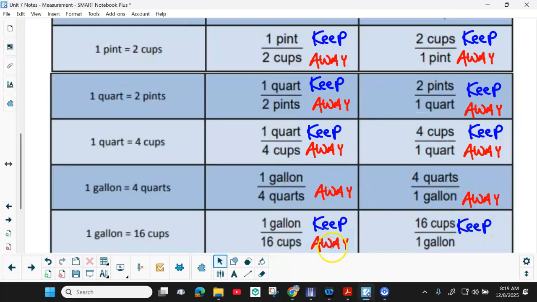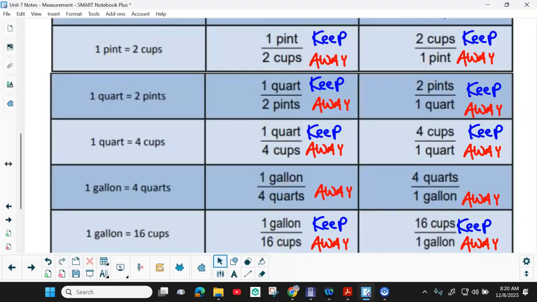Something to note, if you are familiar with cups, quarts, and gallons: 2 pints equals 1 quart, and 4 cups equals 1 quart as well. So we have 2 different measurements for quarts. And then we start off with 2 cups to 1 pint. So there's a lot of different things going on here with cups and pints, and then cups and quarts, and then pints to quarts.